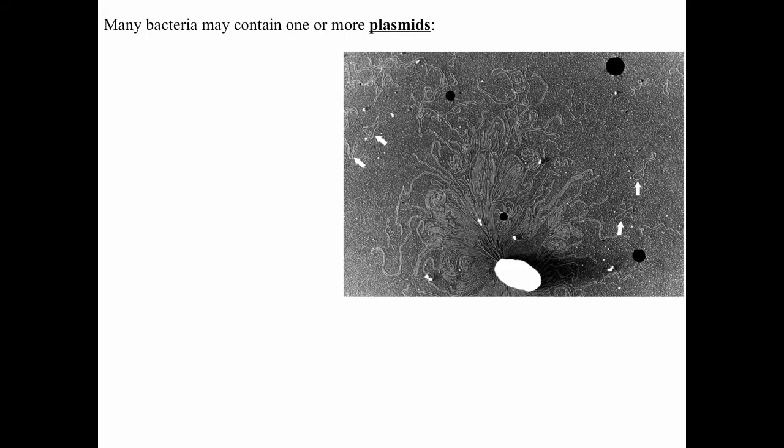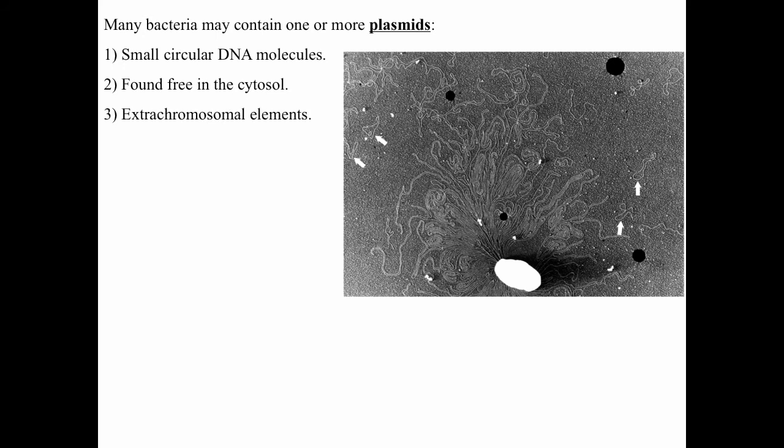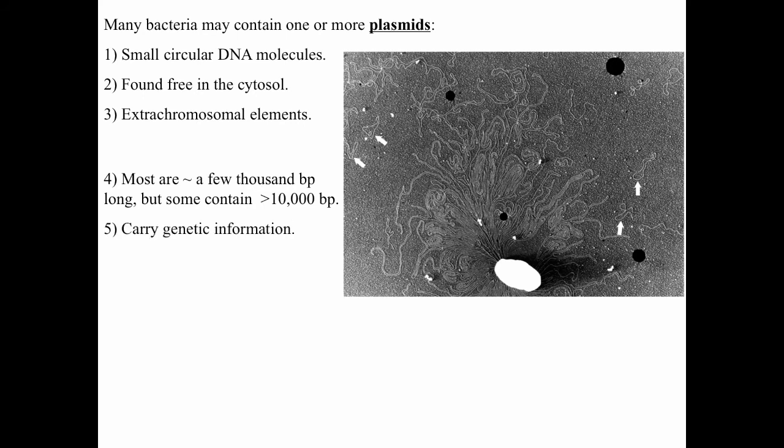In addition to the one circular chromosome, many bacteria also contain plasmids. Plasmids are small circular DNA molecules. They're also double-stranded, and they're found freely floating around in the cytosol. They contain extrachromosomal elements that, in most cases, don't help the bacteria. Plasmids tend to be a few thousand base pairs long, but some are even larger, greater than 10,000 base pairs. And they can also carry genetic information, which can encode for protein.